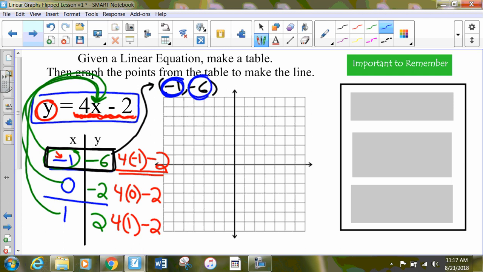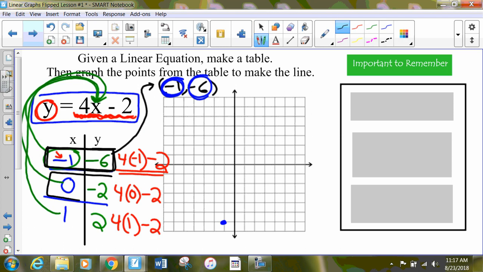So we start from the origin, we move to the left 1, and then -6 means go down 6. 1, 2, 3, 4, 5, 6. So this point is the same thing as -1, comma -6. And then we're going to do the same thing with our other 2 points, right?